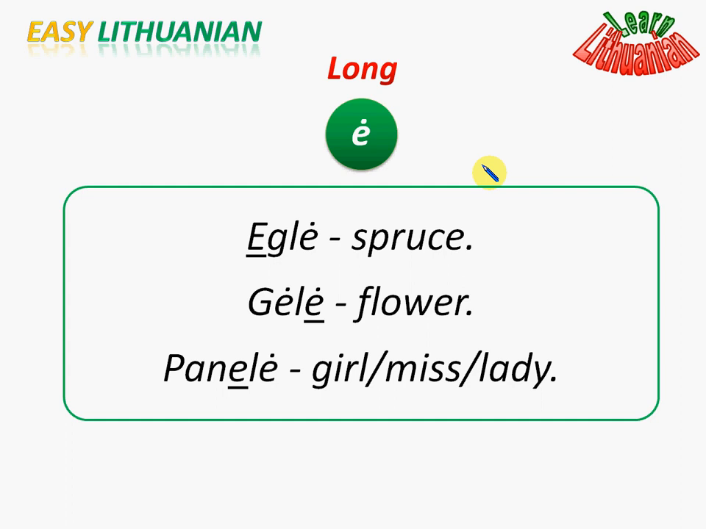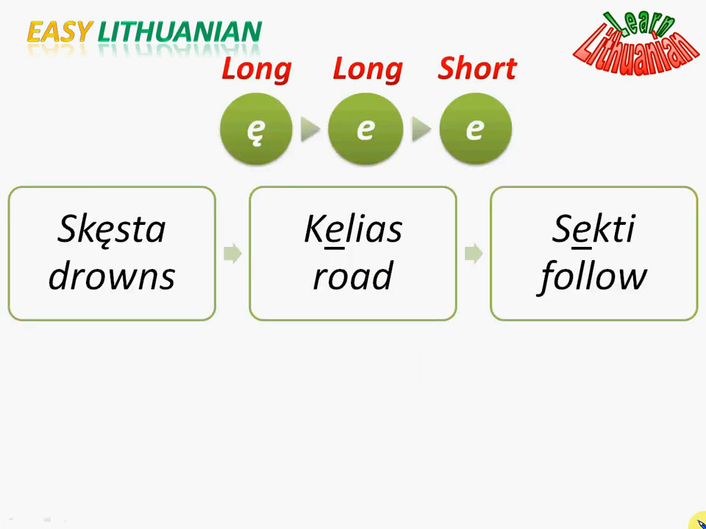Yeah. Okay, let's read. Eglė. Now, the first vowel is stressed, but the e is in the ending. Gėlė, a flower. Panelė, a girl, miss, or a lady. Again, the e is in the ending. And in gėlė, it is in the ending and in the root. Two e.